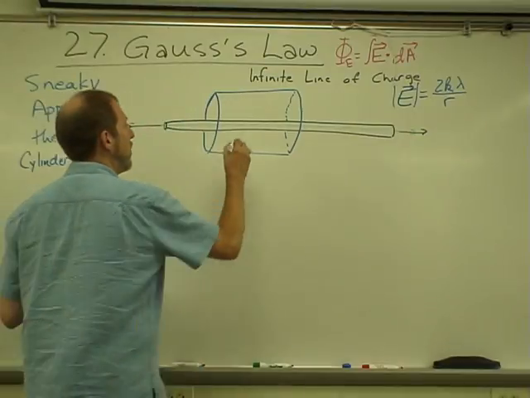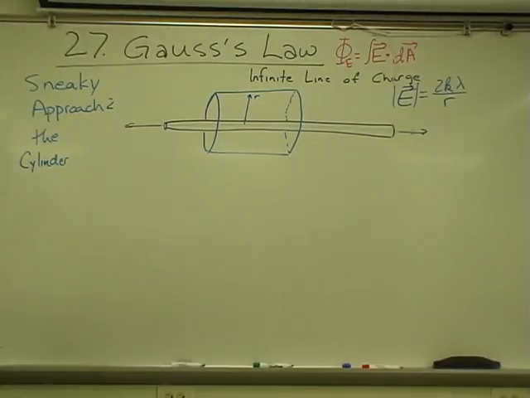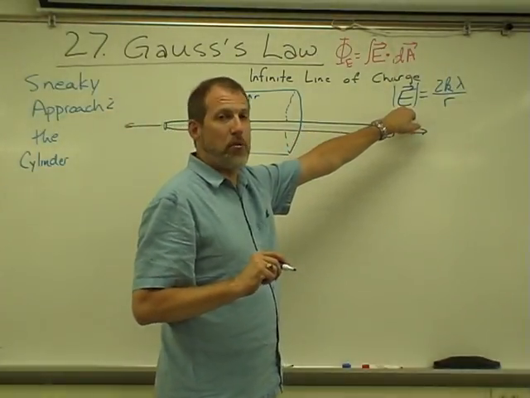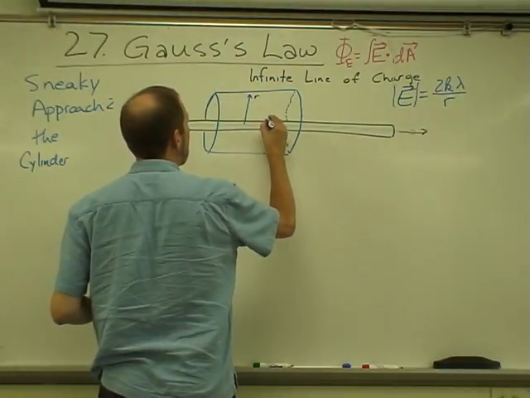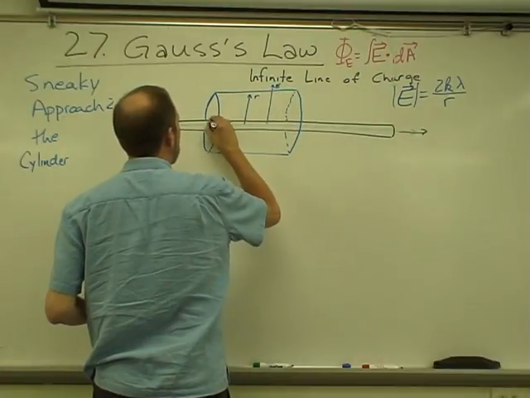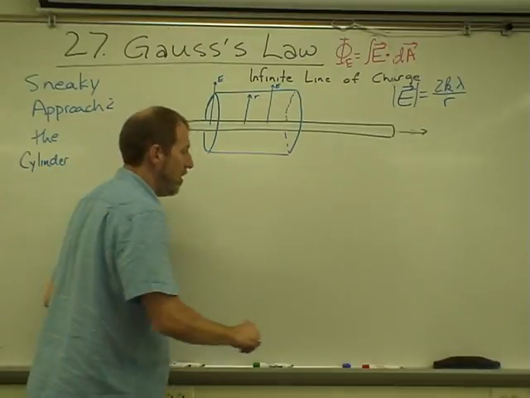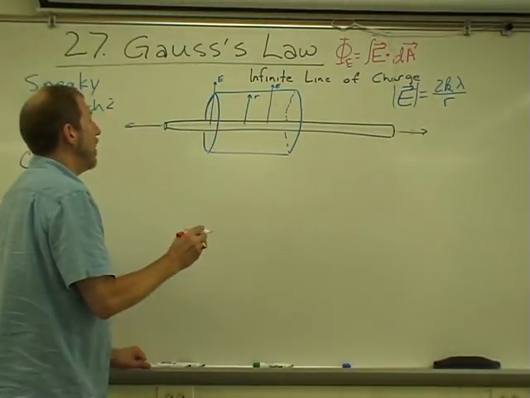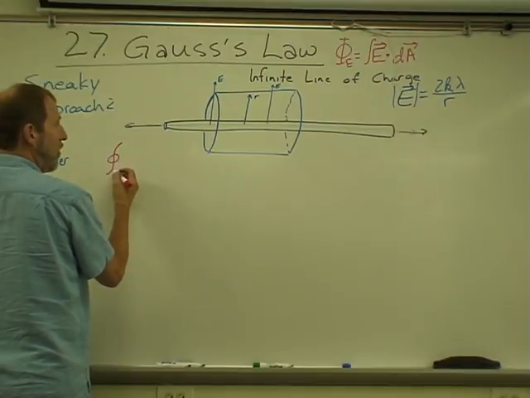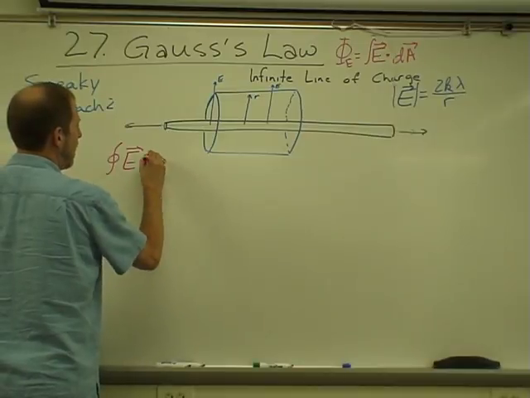let us take a cylinder of radius r. Now, the electric field for an infinite line of charge is radially outward. So, if I look at this, and I want to find the electric flux over the entire surface, that's the integral over the closed surface of E dot dA.